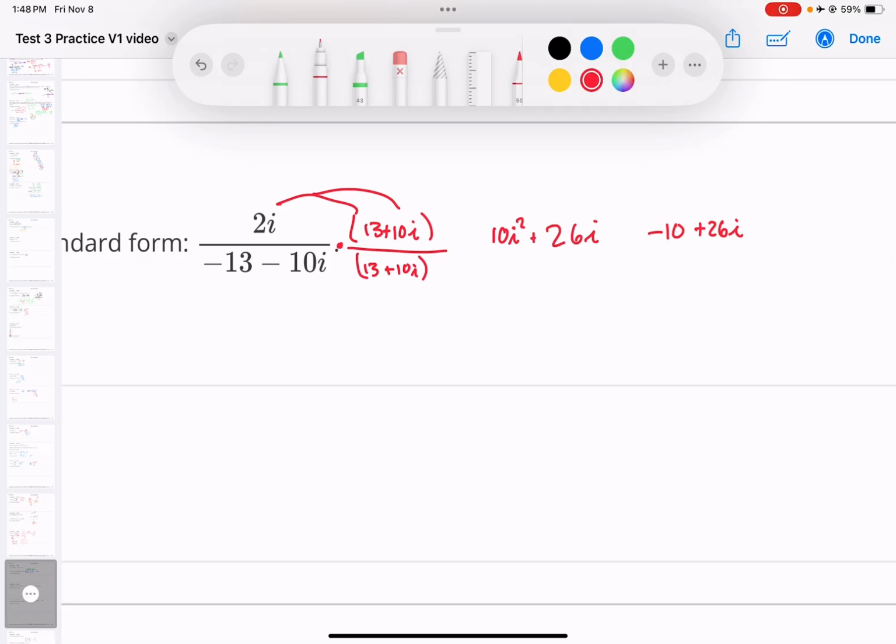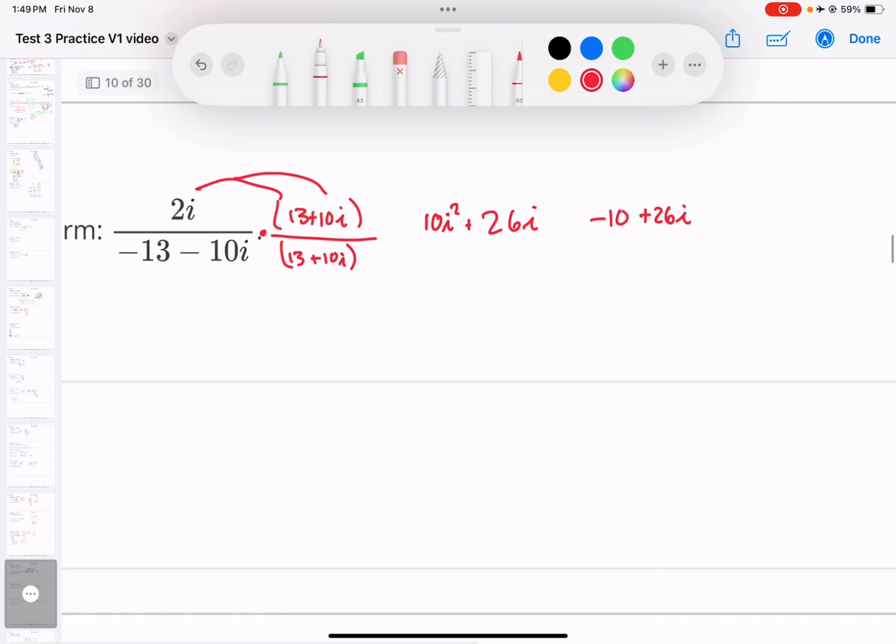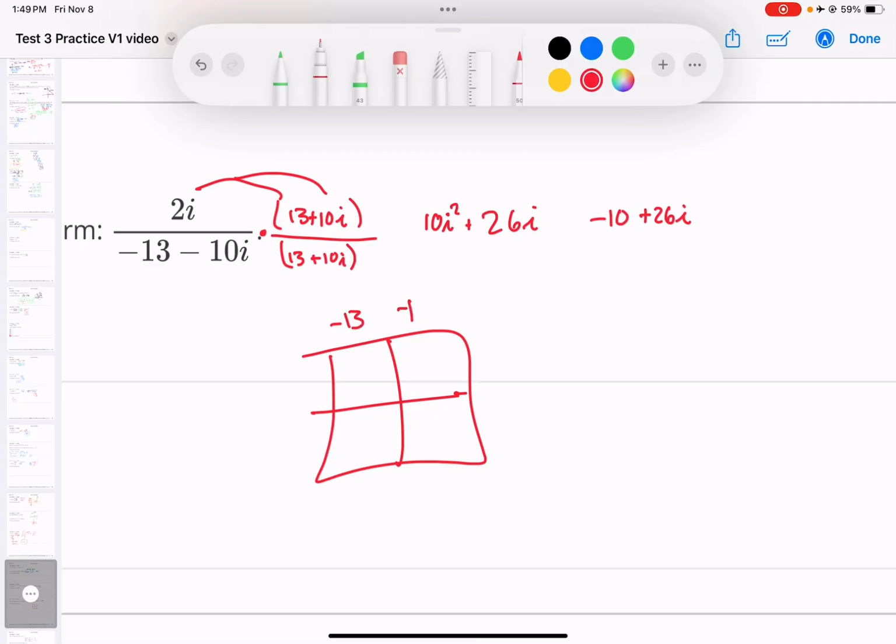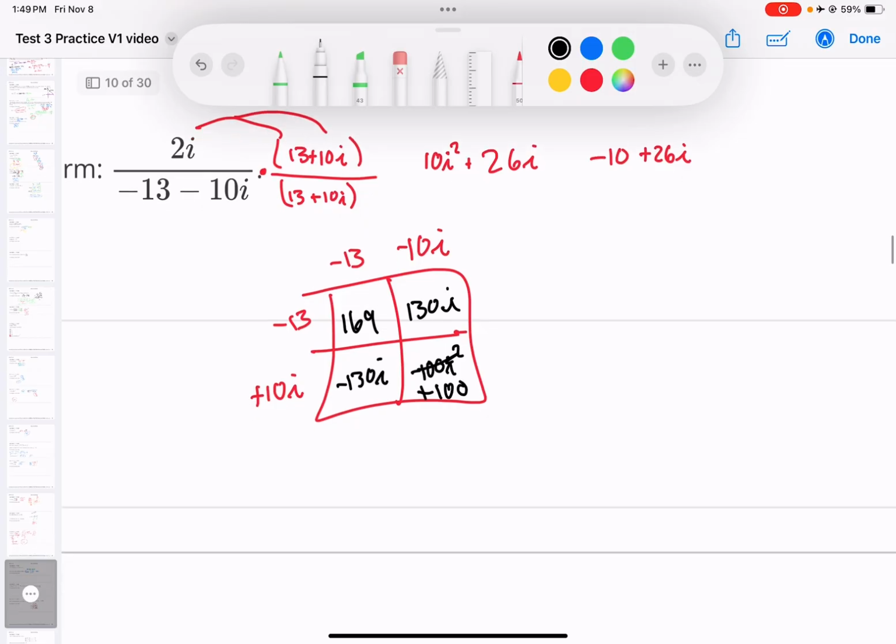Okay. And then let's do this bottom one. And I can do the box method. I think it's smart. So I've got negative 13, negative 10i, negative 13, positive 10i. So 13 times 13 is negative times a negative, so it is positive 169. And then this one is going to be 130i, negative 130i. And then this one is going to be negative 100i squared, which is going to change it to a positive 100. So if I combine all my like terms, those go away, and I've got 269.